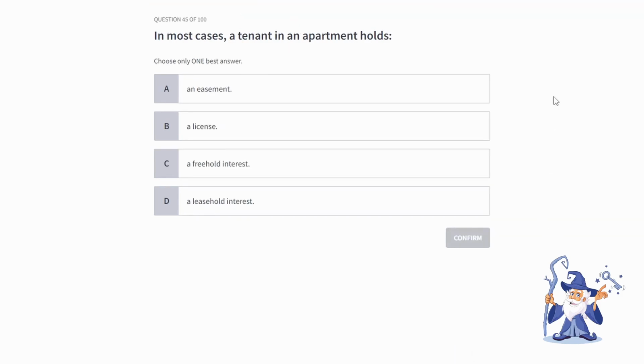45. In most cases, a tenant in an apartment holds, and it gives us 4 options: A, an easement; B, a license; C, a freehold estate; or D, a leasehold estate. So take some time and think that one over.